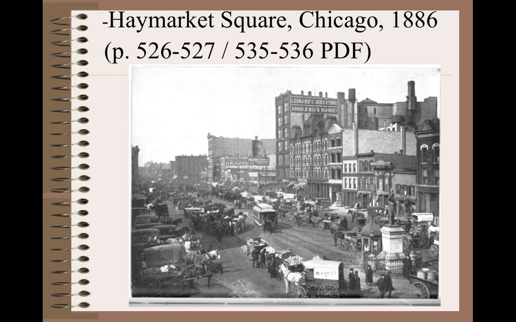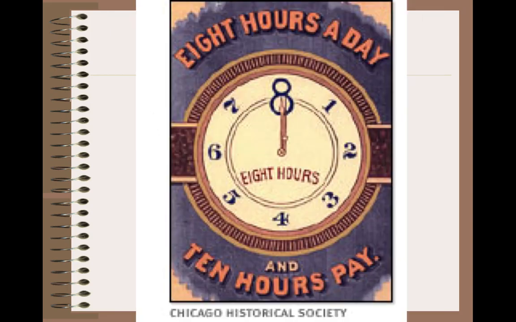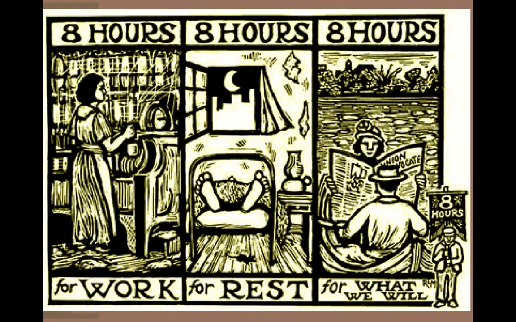1886, and across America, thousands of people walked off their jobs. And again, it was multiple states. But the reason that we're focusing on Chicago is because it got violent. So here's their demand: 8 hours a day, 10 hours pay, kind of a nice little advertisement promoting their cause. 8 hours for work, 8 hours for rest, 8 hours for what we will. So a standardized workday and a living wage.